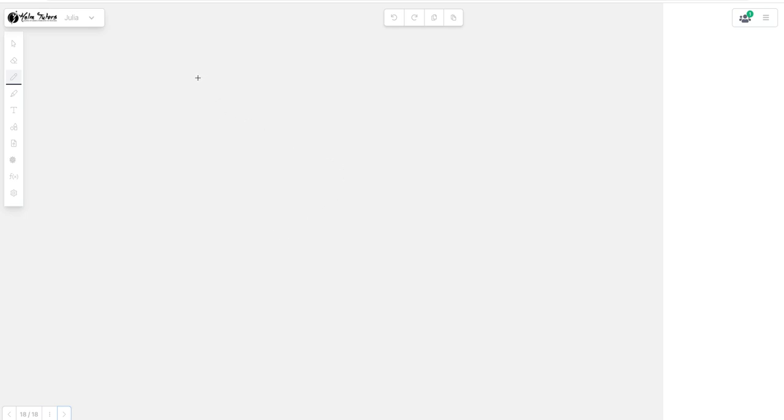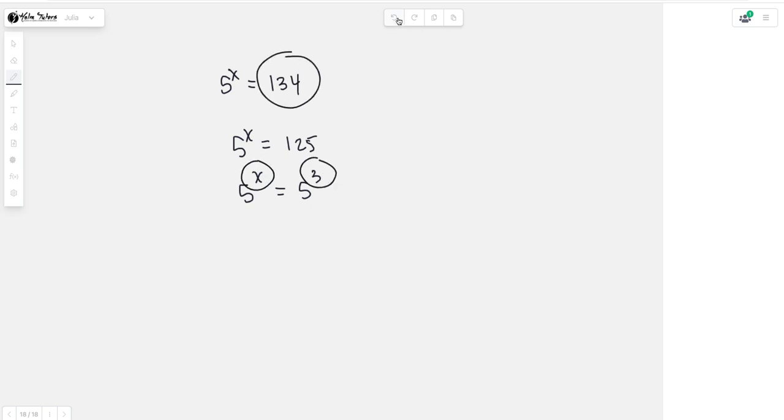Okay, so you have 5 to the x is equal to 134. The way you do this: when we had 5 to the x is equal to 125, 125 can be written as a power of 5. So you'd say 5 to the x is equal to 5 to the third, and then x equals 3. The only problem is 134 cannot be expressed as a power of 5.